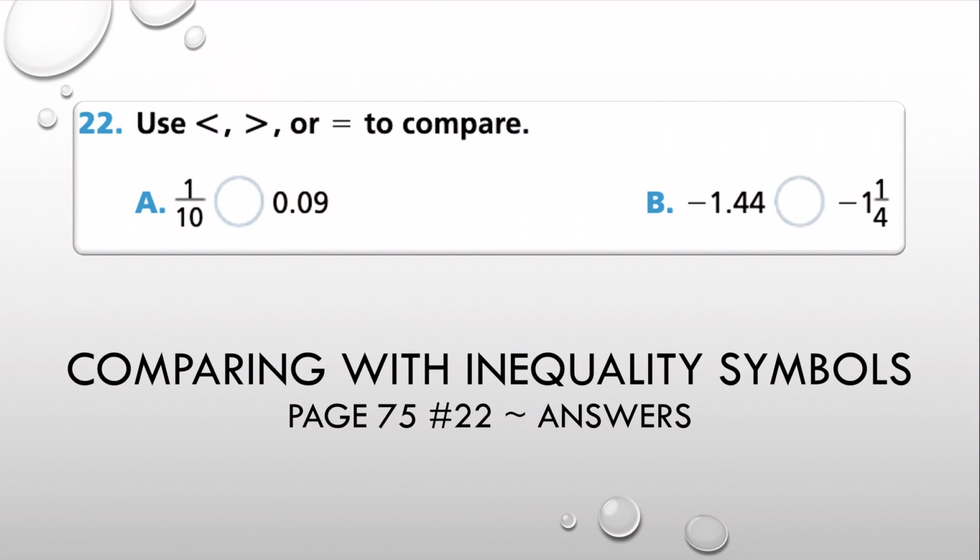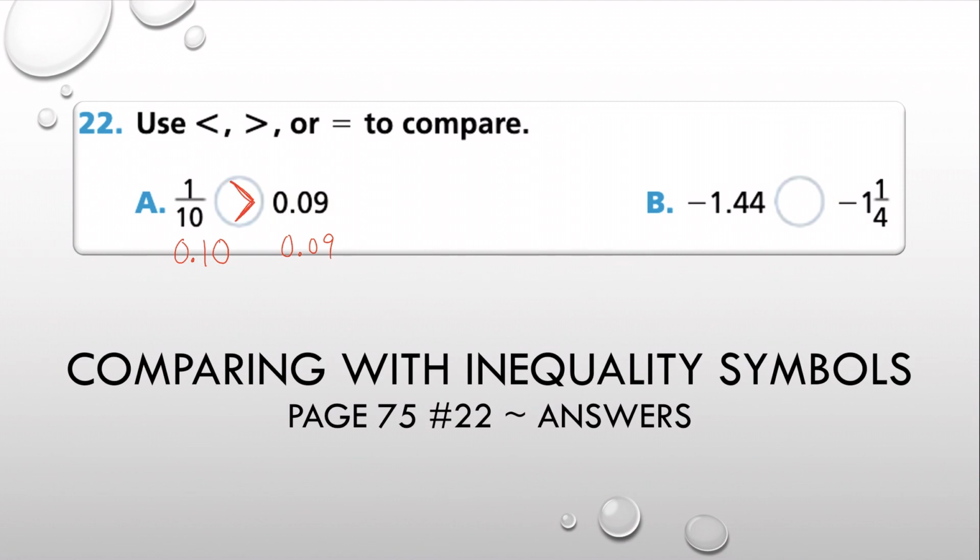So 1/10 we talked about on one of the previous slides, that is the same as 0.1. And we are comparing that to 0.09. So this is 1/10 compared to 9/100. Well, there's an easy way for me to write 0.1 so that it looks more like 0.09. We can annex a 0 here. And so now we're comparing 10/100 and 9/100. And now it's much easier to see that 10/100 is more than 9/100. So you should have had the greater than sign here.